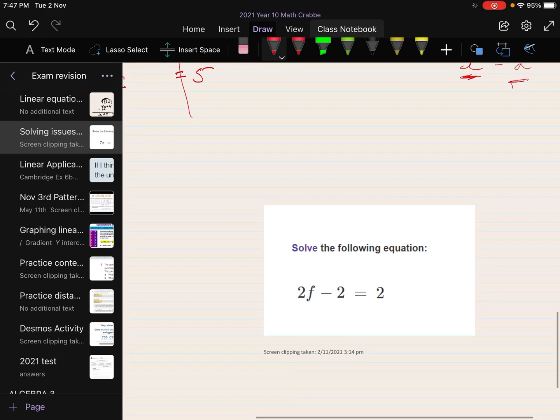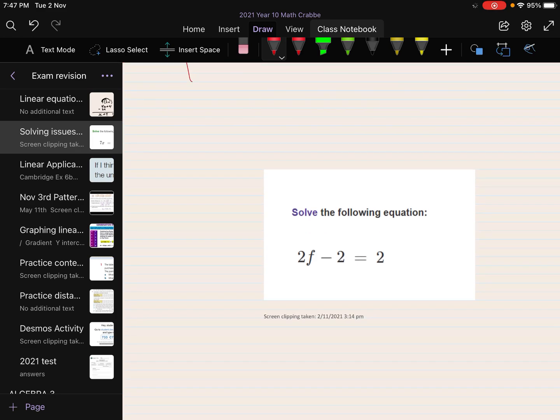If I do one more, again here I've got my 2f, and I need to get that by itself. So that means I'm going to have to get rid of this minus 2, right? So to get rid of the minus 2, I've got to do the opposite operation. I've got to add 2 to it, right? Again, I just kind of draw this line in between. So if I add 2 here, I've got to add 2 to the other side of the equal sign.